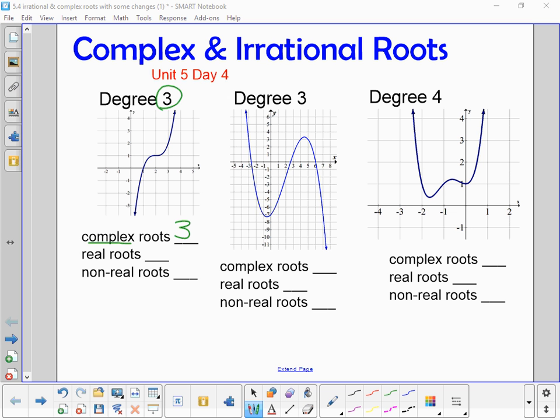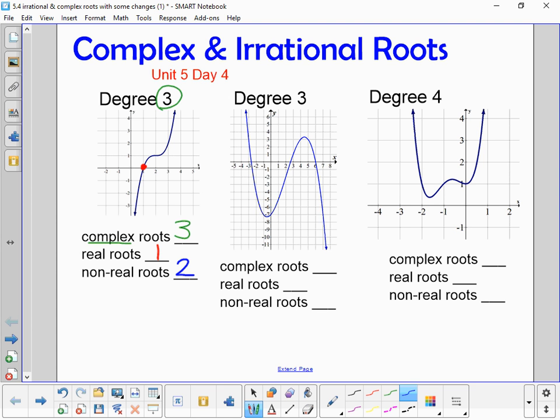The graph can show you how many of those roots are real, and in this case we can see that there is one real root, and because it has 3 total roots and only one of them is real, that means it must have 2 that are non-real. The non-real roots don't show up on the graph of that function. They definitely influence the shape of the function, but there's no way to see them on the real coordinate plane.